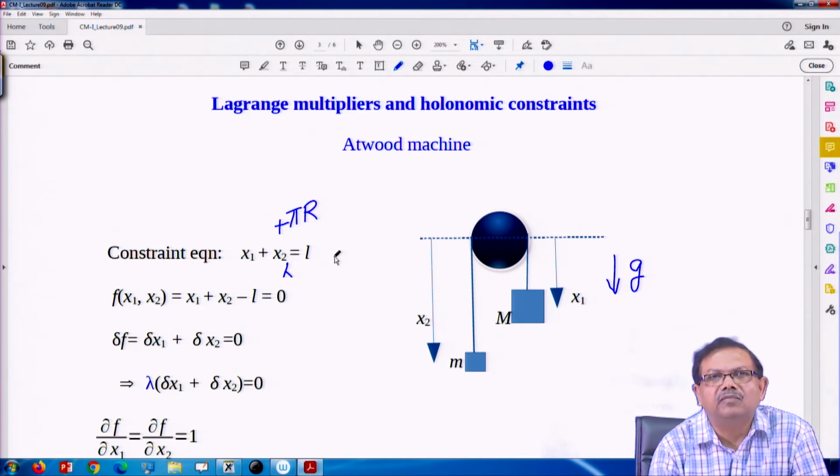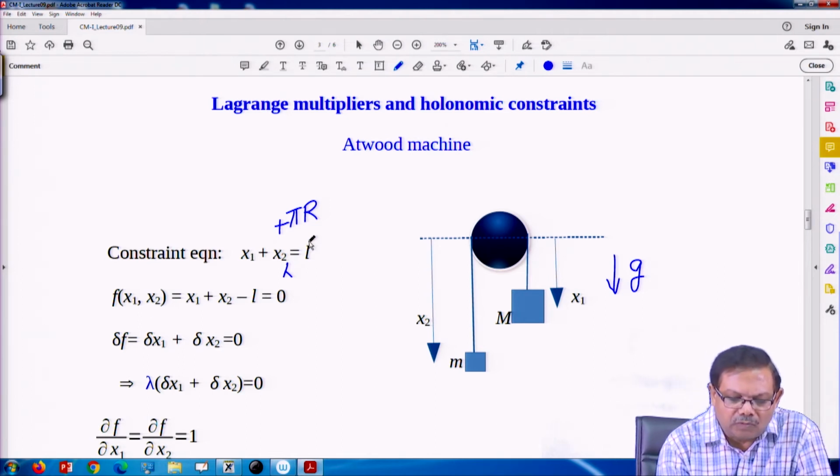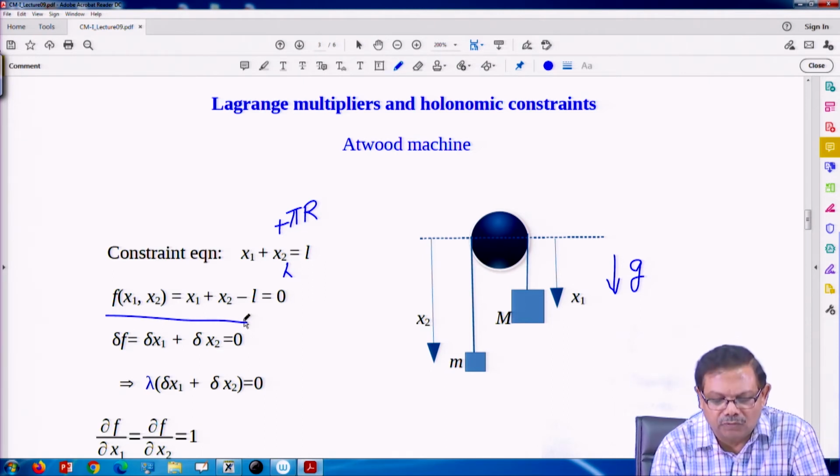But then I can redefine my L, I can call L prime, and that is L minus pi r. So, actually we do not lose anything by consuming everything in the constant. Now the form of my function of x 1 and x 2 is simply x 1 plus x 2 minus L equal to 0. So, this is the form we studied earlier for holonomic constraints.